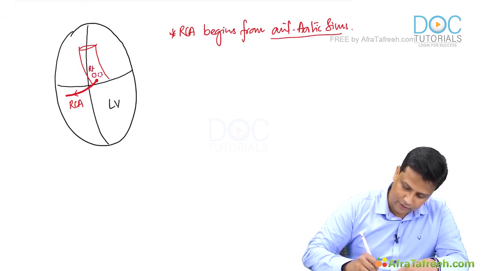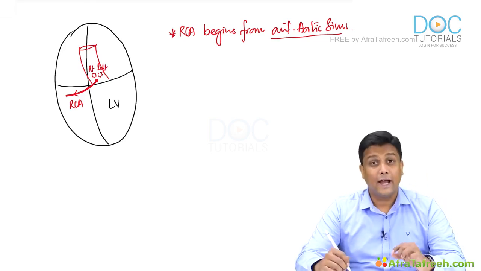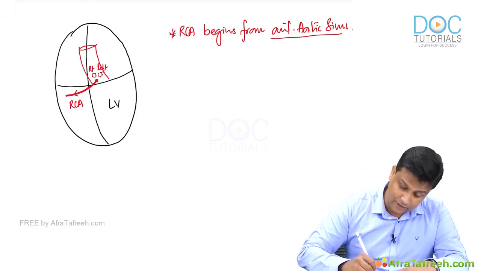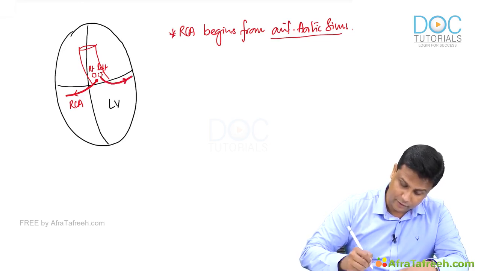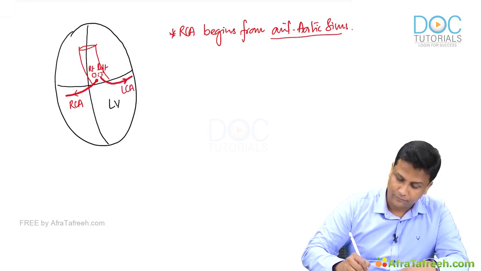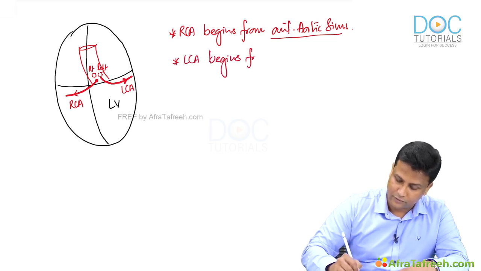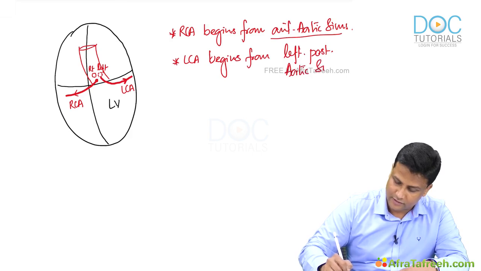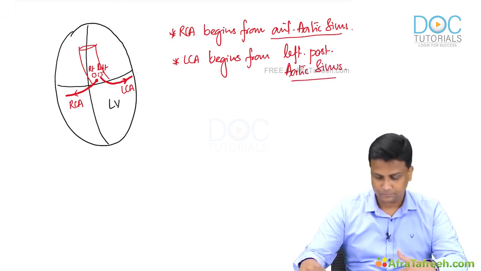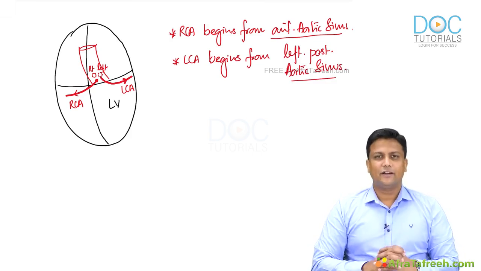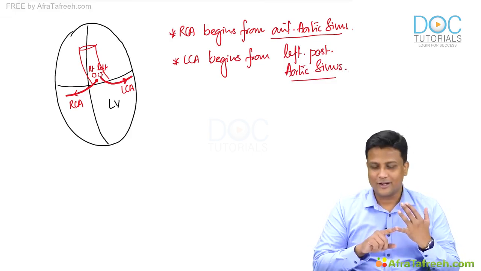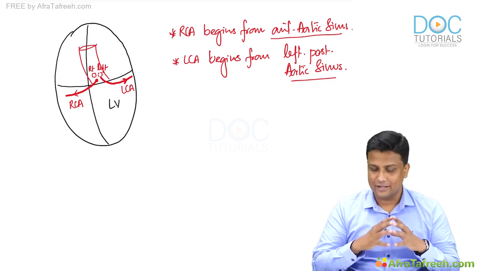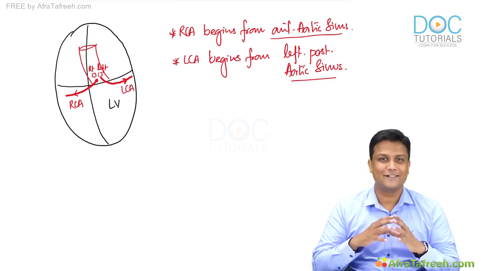One will be the right posterior, another one is the left posterior. And from the left posterior aortic sinus begins your left coronary artery. So, left coronary artery begins from the left posterior aortic sinus, that is important. Perfect. For the last and final time, guys, we are done with the origin. So, right coronary artery begins from the anterior aortic sinus, whereas the left coronary artery begins from the left posterior aortic sinus.